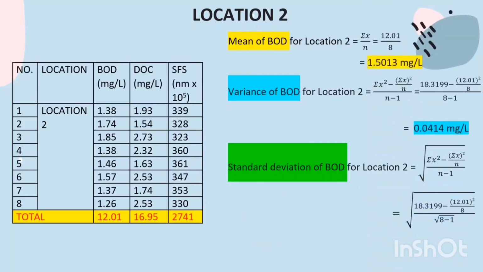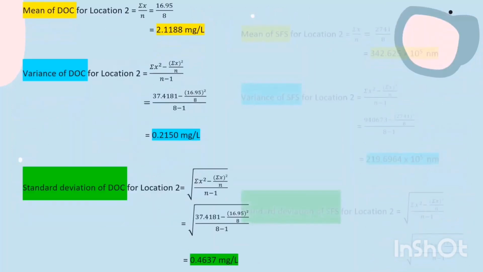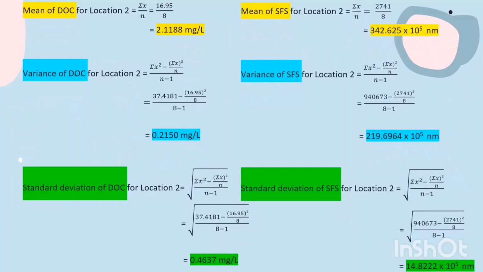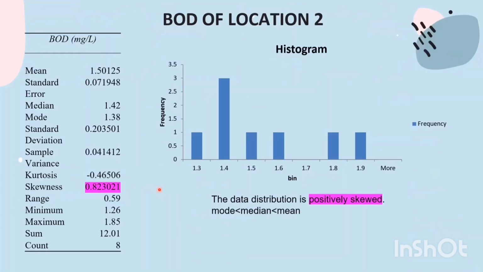So this is the mean, variance, standard deviation of BOD for location 2. This is the mean, variance, standard deviation of DOC for location 2, and this is the mean, variance, standard deviation of SFS for location 2. The skewness of BOD of location 2 is 0.823021. Hence, the data distribution is positively skewed. Mode is smaller than median, which is smaller than mean.